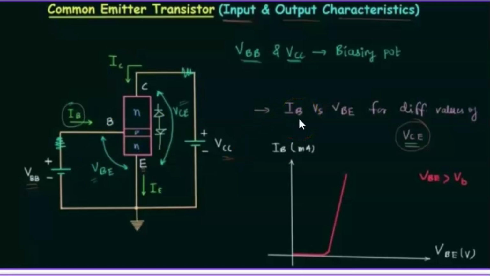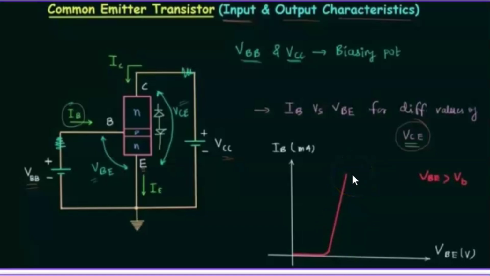Now to get the input characteristics हमें ग्राफ बनाना होगा between IB and VB for different values of VCE. And in case of input characteristics हमारा ग्राफ similar रहता है to a forward bias diode. तो यहाँ पे हमने हमारे IB और VB axis मार्क कर दिए हैं and initially हमारा जो voltage होता है that is 0, but after some time when VB is much greater than VB there is an exponential rise.